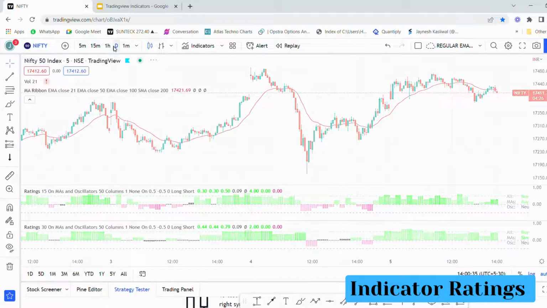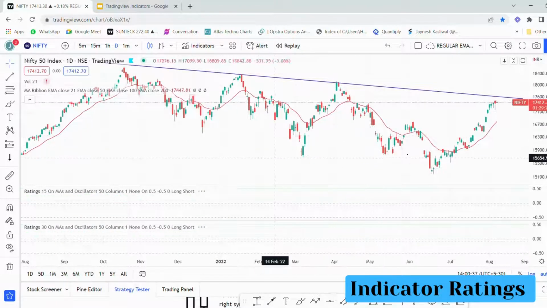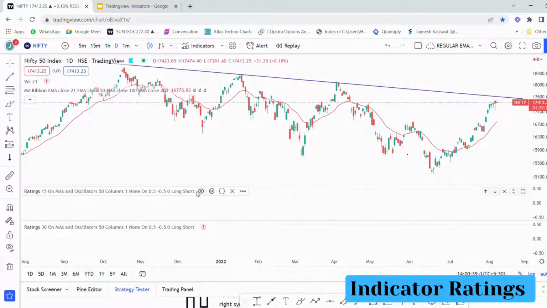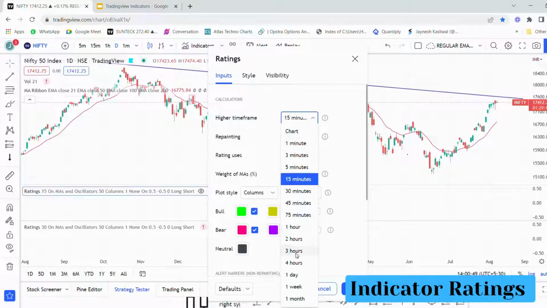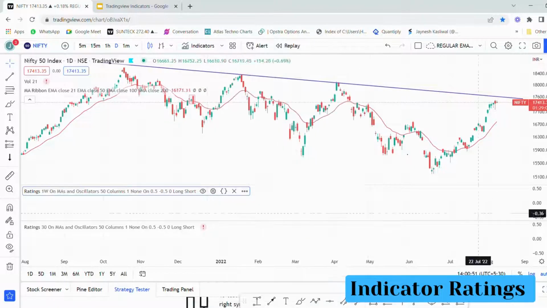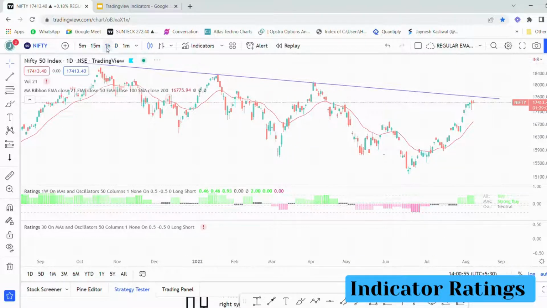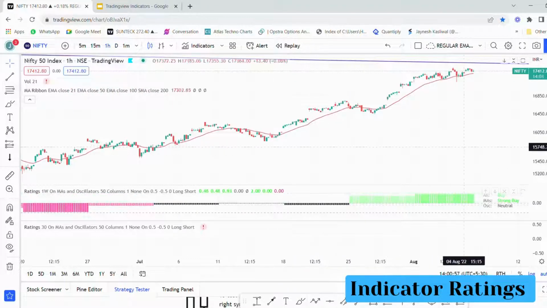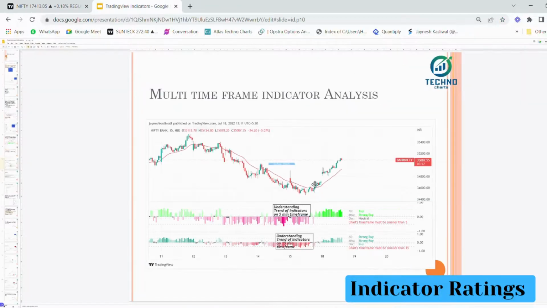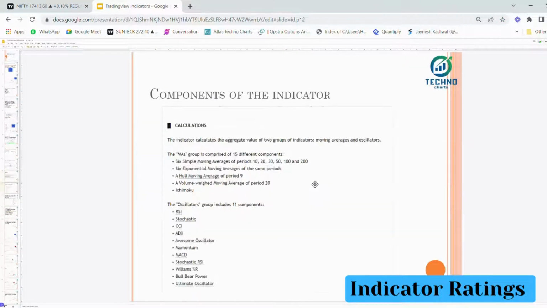I can use the same indicator on multiple time frames, but the only thing you have to remember is this indicator works only when you select a higher time period compared to the time period on the chart. So if I'm using the daily time period, I need to use the weekly time period on this to identify the trend on the higher time period. If I'm using the hourly time period, then I can use the daily time period. You have to remember this works only on a higher time period. You can use multi time frame analysis.